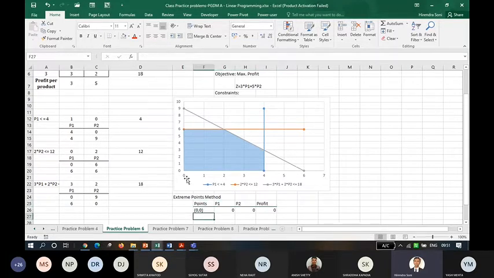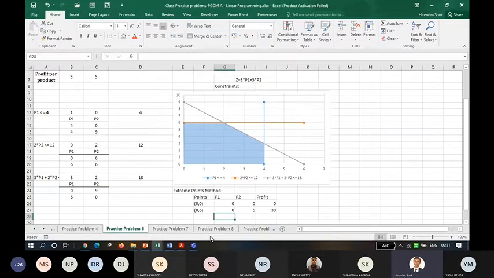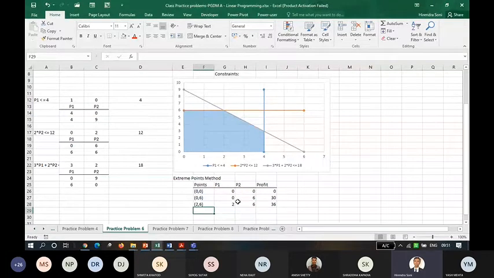Let me look at the second point. यहाँ पर मैं जाता हूँ तो it is 0,6. So means P1 is 0, P2 is 6. So that gives me the profit of 30. What about this point? It is 2,6. 2,6 gives me 36 total profit. What about this point? It is 4, 3. So 4, 3, and my profit is 27.